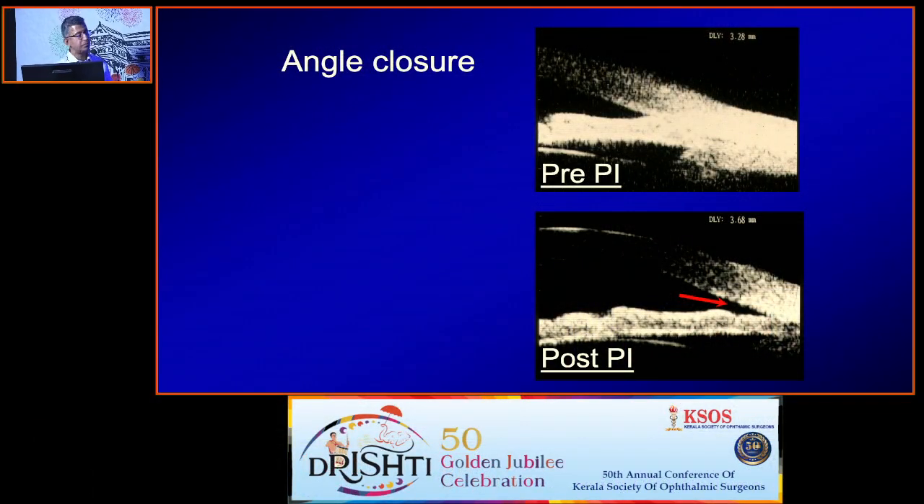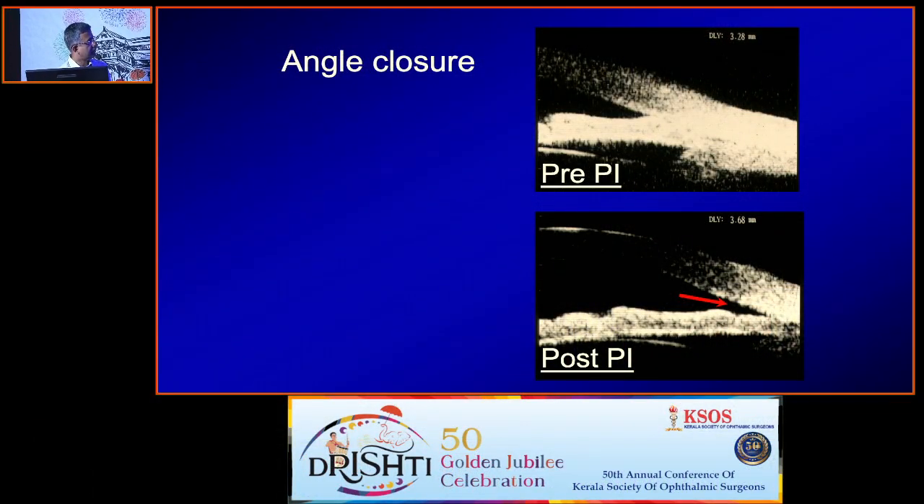So Dr. Thomas mentioned that the PI will reduce the risk of conversion from PACS to PAC by half. So what about the other half? Dr. Ronnie will tell you how lens extraction and laser peripheral iridotomy fight it out against each other in primary angle closure disease. So good afternoon, and I'll speak about this aspect of angle closure.